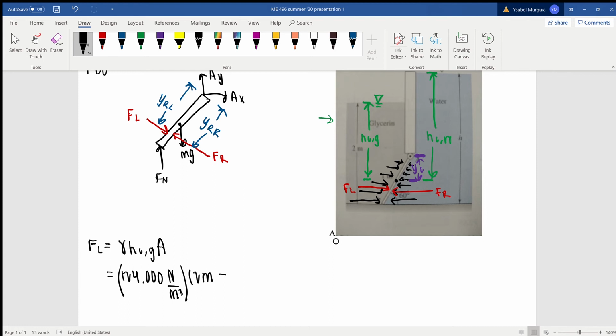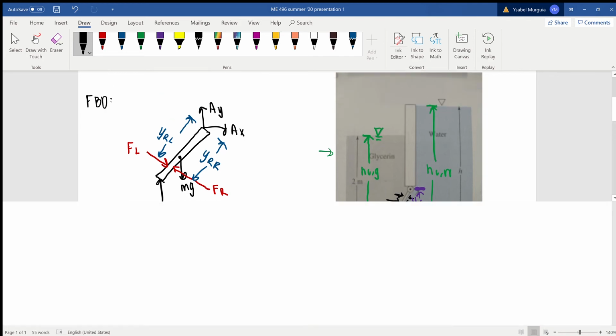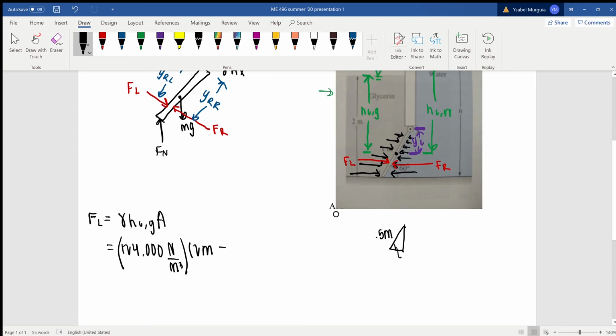So there's essentially a small triangle here. The entire length of the gate is 1 meter, so this length would be 0.5 meters, and then we have this angle of 60 degrees, that's the triangle I'm referencing. So it is going to be 2 meters minus 0.5 sine of 60, and this is in meters.